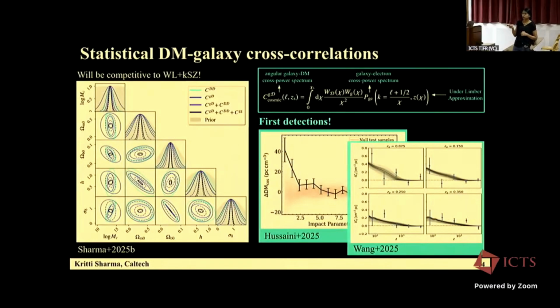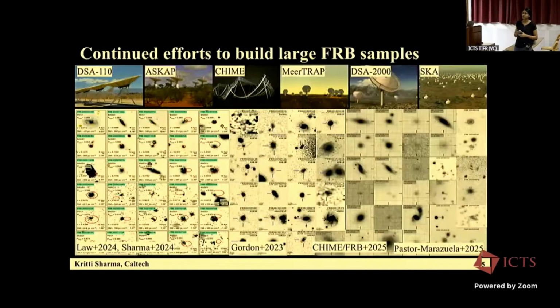Recently by CHIME, using a sample of about 3,000 FRBs, when cross-correlating with galaxy surveys, they've already found a 5 sigma detection of such cross-correlation signals. So the future of this thing looks really bright. We need to just continue building on larger FRB samples so that we could start giving meaningful contributions to the cross-correlations that are performed by all the cosmologists across the world. Again, I would say the future looks really bright.